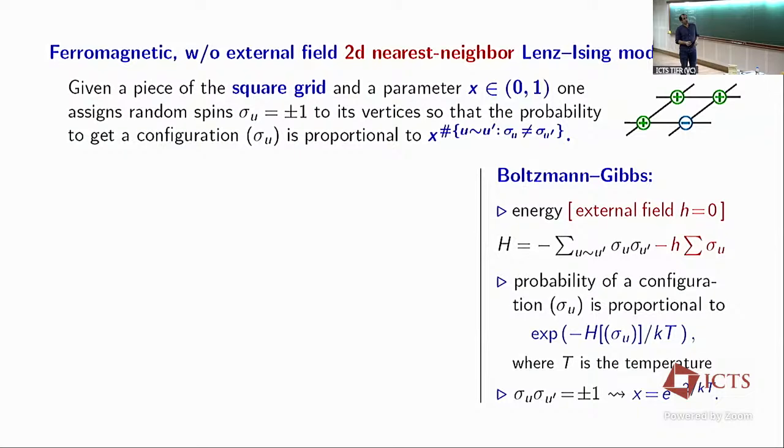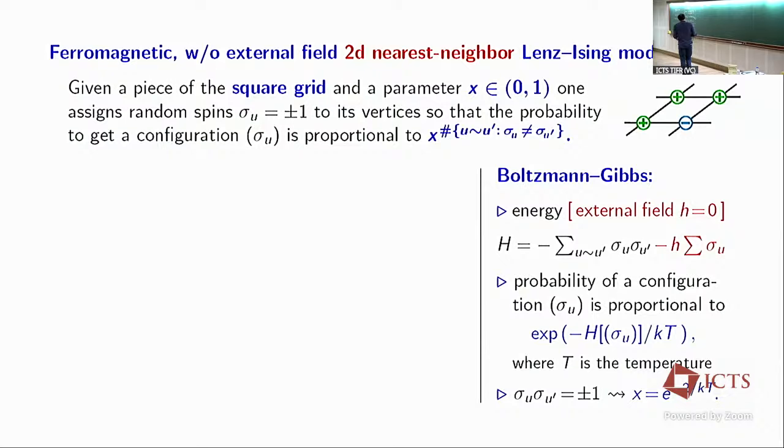We put spins, plus-minus variables, on vertices, and then we should define a probability measure on the set of all possible configurations. And by definition, by my definition, the probability measure is just given by a certain parameter, which will be called x, to the power of the number of plus-minuses sitting nearby. So in plain terms, each time you see plus and minus nearby, then you pay the price x. And then the more disalignments you have, the less the probability is.